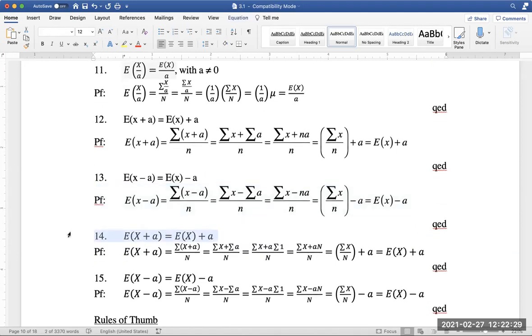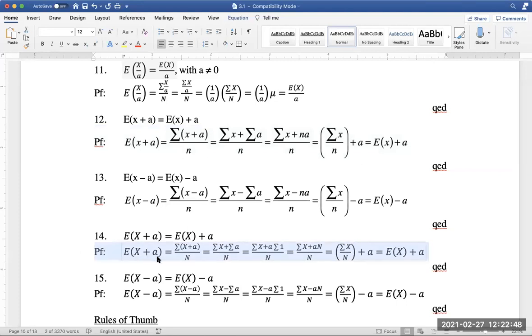Property 14: the expected value of X plus A is the expected value of X plus A. Again, because the formulas for population and sample are the same, the proofs will follow in the exact same fashion. So it's the exact same proof.